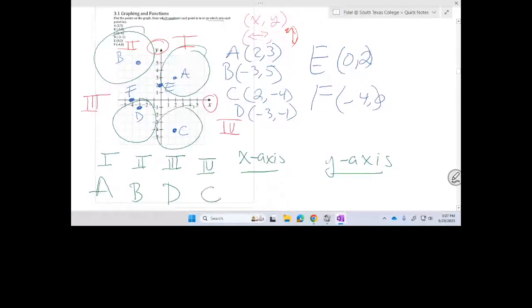Now remember, this line right here is the x-axis. Look, point F happened to be on the x-axis. And then this line right here is my y-axis. And if you notice, point E happened to be on my y-axis.